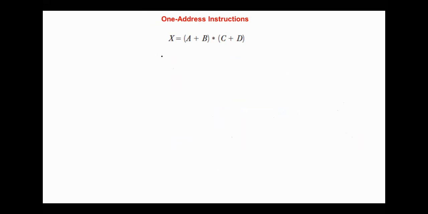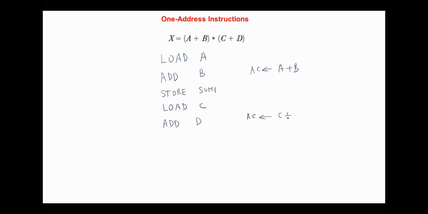Next, one address instructions. We have only the accumulator. So we can load A into the accumulator, add B to the accumulator. So now in the accumulator, we have A plus B. And since we need the accumulator in the next computations, we can store the accumulator in a location, for example, sum 1. Next, we can use the accumulator by loading C, add to it D. So now in the accumulator, we have C plus D. And we can multiply this value by sum 1. So in the accumulator, we have C plus D multiplied by sum 1, which is really A plus B. And we can store the result in location X.